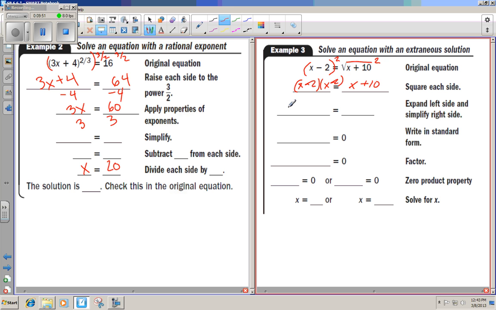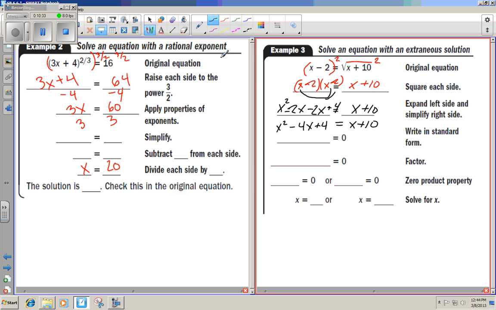Now, if we were to simplify this, or FOIL this, x times x is x squared. x times minus 2 is minus 2x, another minus 2x, and a plus 4. That's equal to x plus 10. So let's write it in standard form first. We're going to have x squared minus 4x plus 4 equals x plus 10.